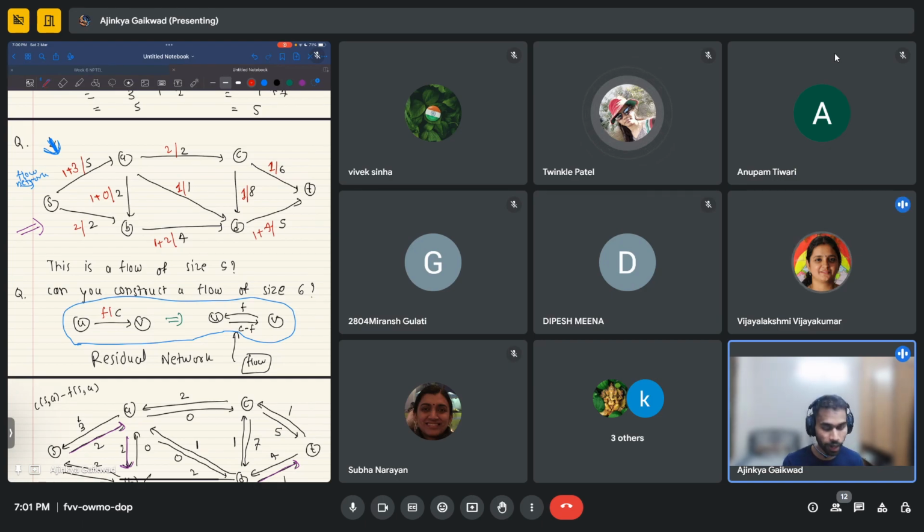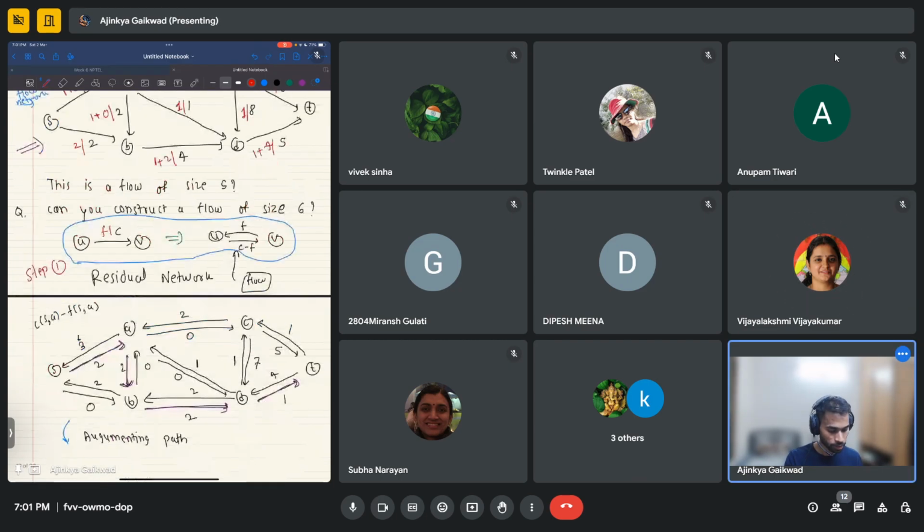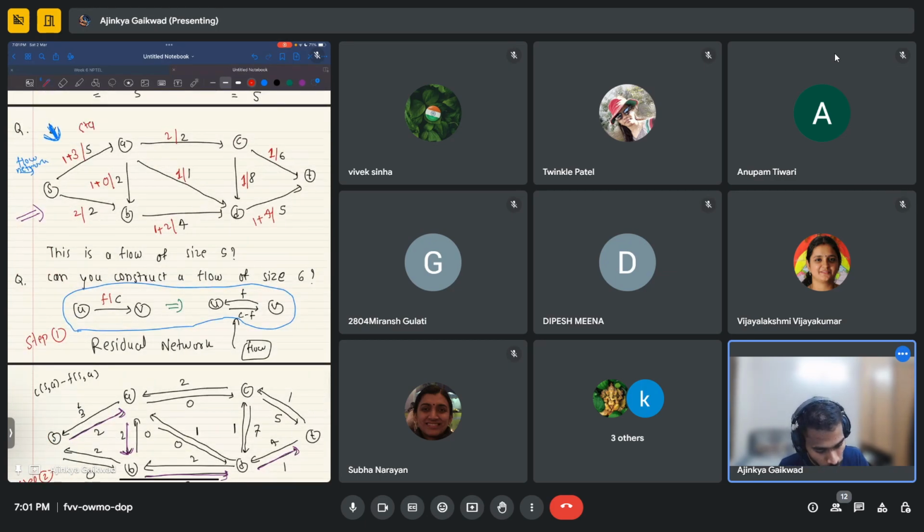Now, see what did I do? I had a flow of size 5. I calculated its residual network. That is step 1. I looked at the residual network, and in step 2, I calculated this augmenting path from S to T. I went back to the flow network, so this is step 3, and I was able to increase the flow by 1. Now I have a flow of size 6.